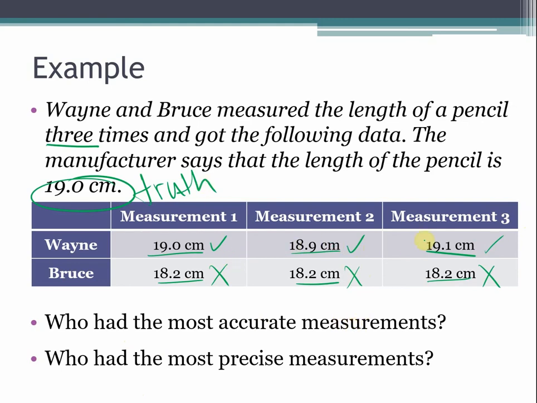So this first question says, who had the most accurate measurements? Well, you can see that Wayne was much, much closer to that truth, to that accepted value, to that bullseye. So Wayne had the more accurate results. His were closer to the right answer.